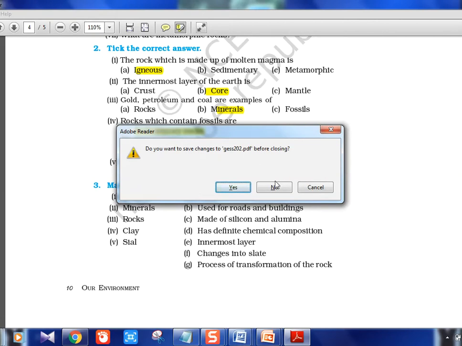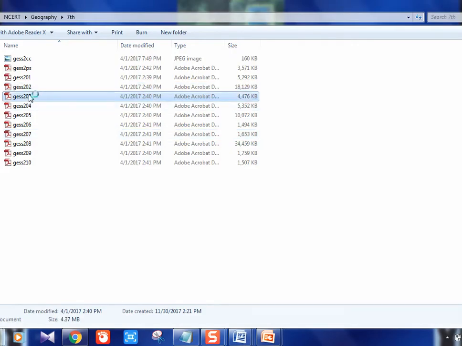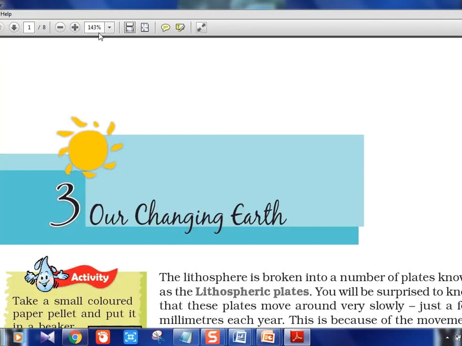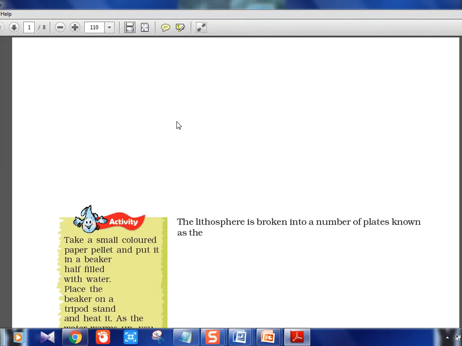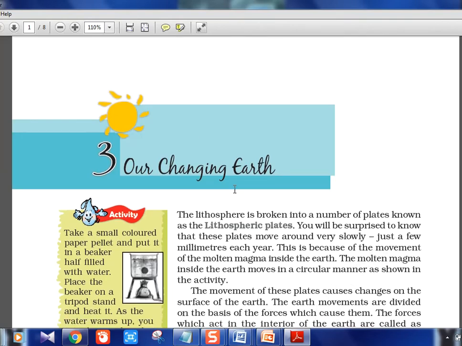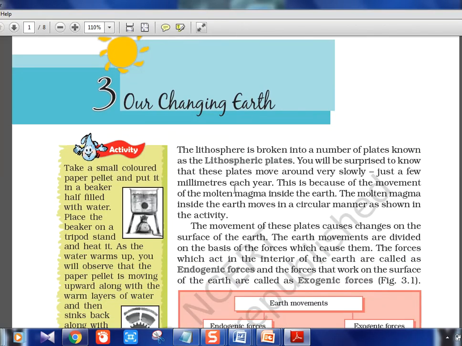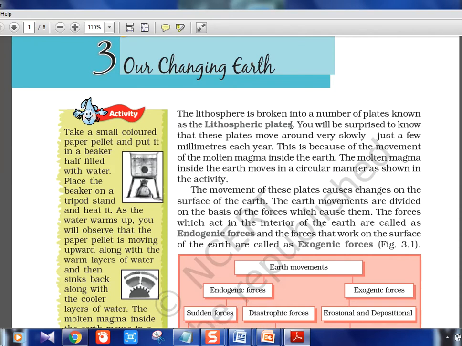Now let's go to the third chapter, because that's also related to Earth, so I thought I'll finish it with this. About changing Earth. Okay. Lithosphere. The lithosphere is broken into a number of plates known as lithospheric plates. Okay. You have seen this in the previous class 6th also. You will be surprised to know that these plates just move around very slowly. So the plates are moving. This also you have seen. Like millimeters, very minute movement.